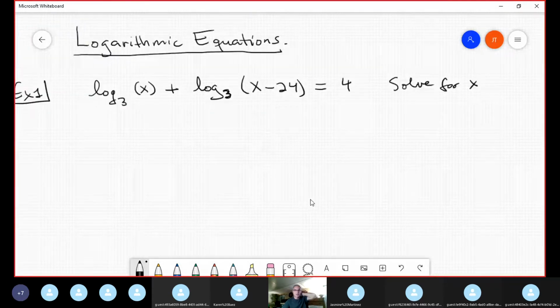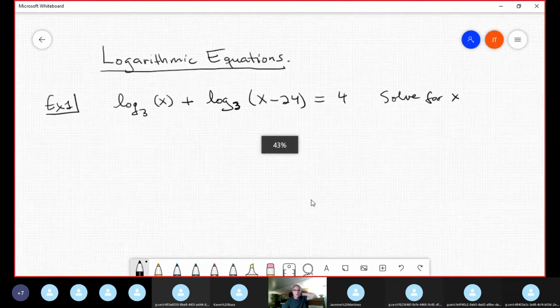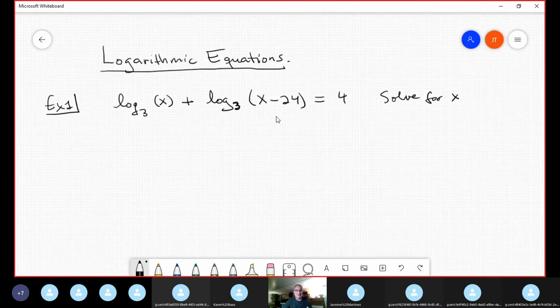Okay, what is the strategy? It is always the same. If we have 2 logarithms, 3 logarithms, 4 logarithms, I don't care. You condense these 2 logarithms into only one, using property number 5. Remember properties 5, 6, and 7.